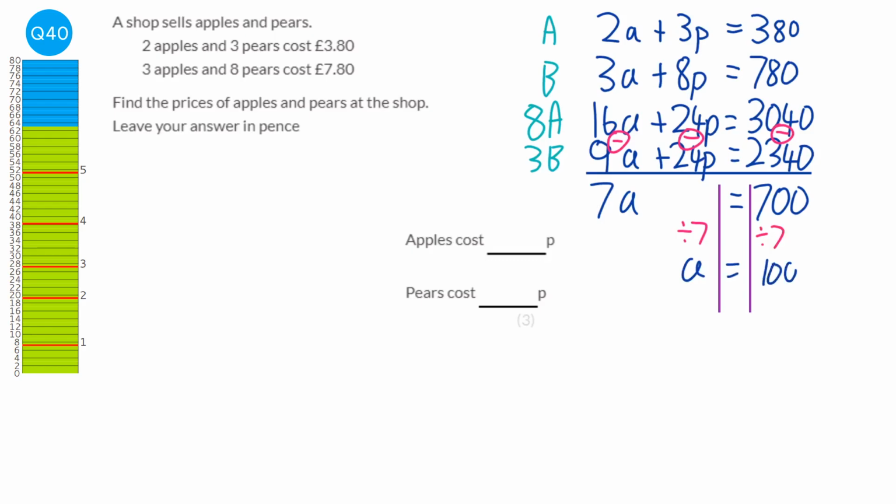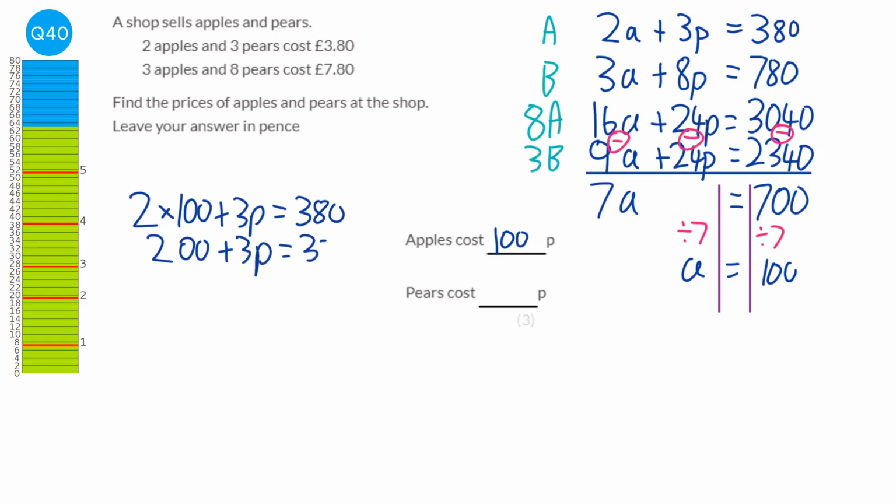So we know that apples cost 100, or £1. We need to work out what pears cost. So I just need to pick one of the equations. I'm just going to pick this top one here, and I'm going to write it out. But instead of a, we know that a is £1 or 100 pence. So plus 3p equals 380. So that's going to be 200 plus 3p is 380.